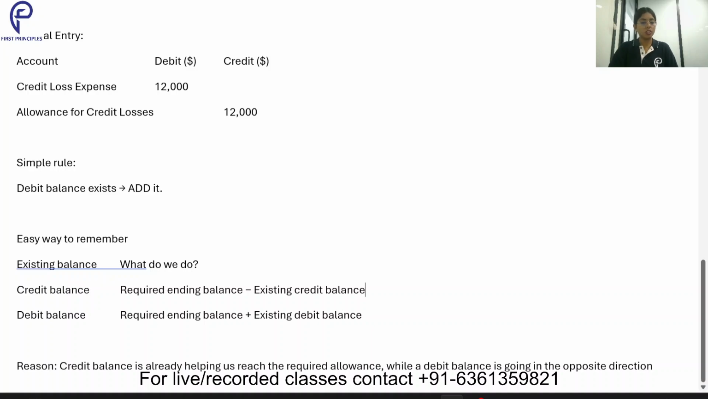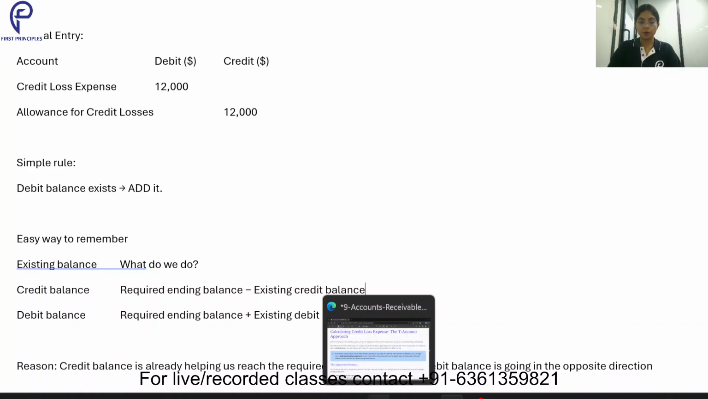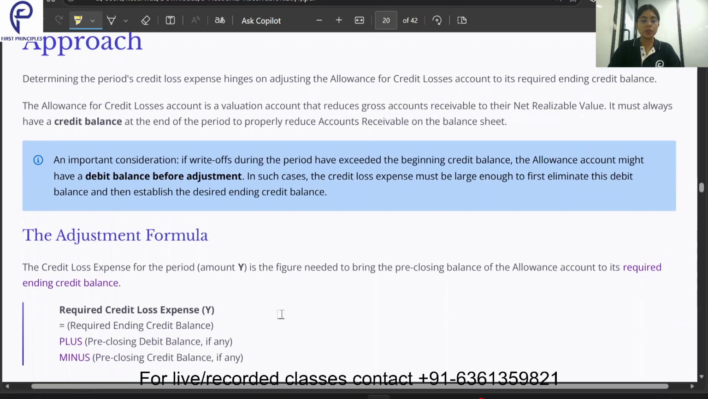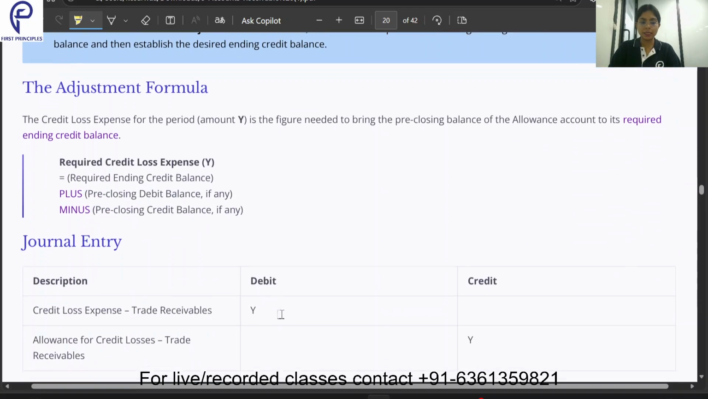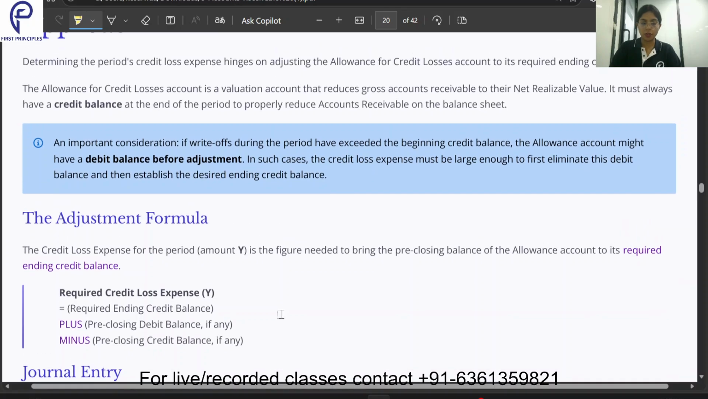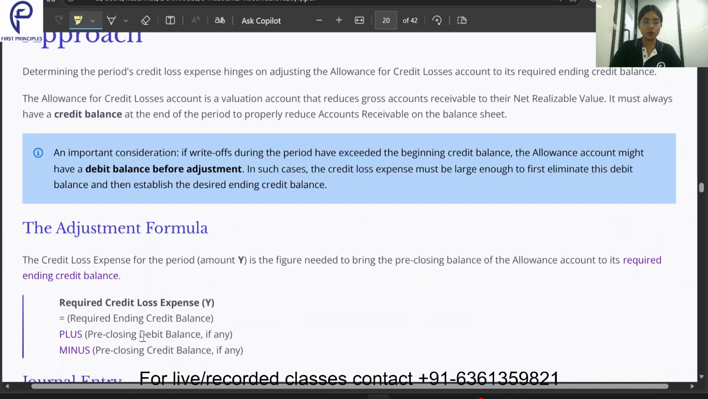So just to summarize finally, if a credit balance is there, then we need to reduce the existing credit balance from the required ending balance. If a debit balance is there, then we need to add the existing debit balance to the required ending balance. So that's what is given over here in this slide, and the journal entry is also going to be the same: in case of debit balance we add it, in case of credit balance we subtract it.